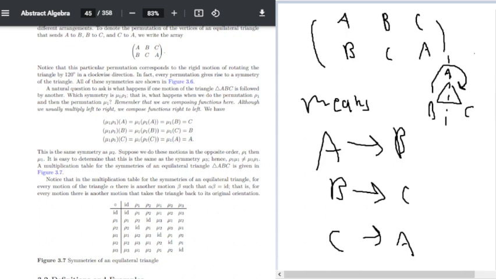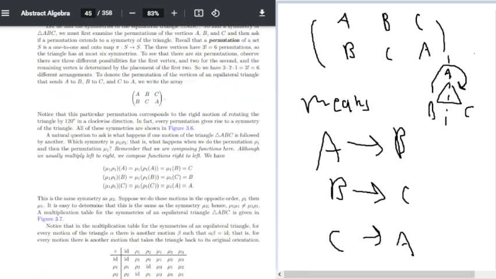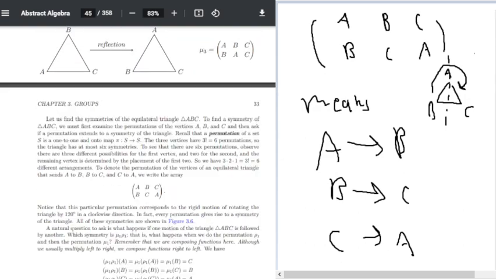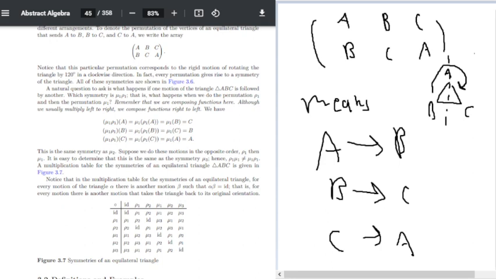Suppose we do these motions in the opposite order, p1, then mu1. It is easy to determine that this is the same symmetry as mu3, the reflection around the line through C. Therefore, we have a non-commutative way of composing functions here. We have p1 mu1 is not equal to mu1 p1.